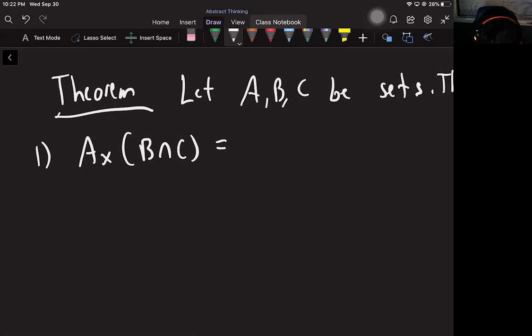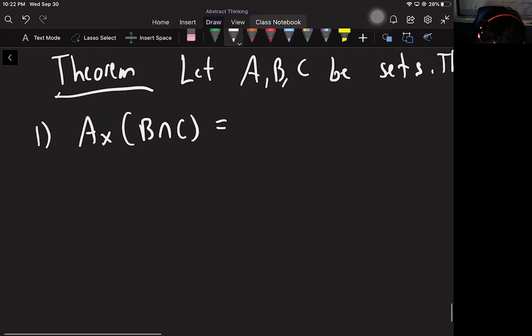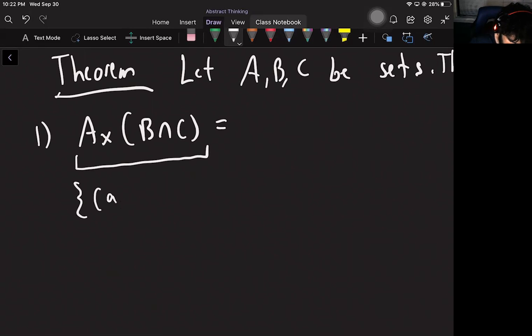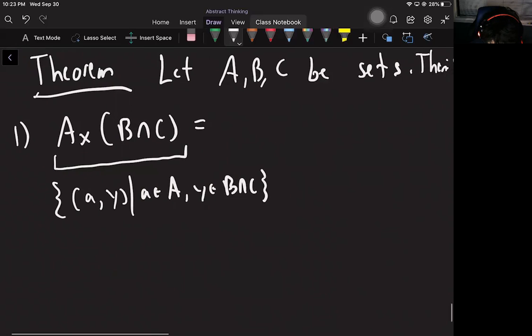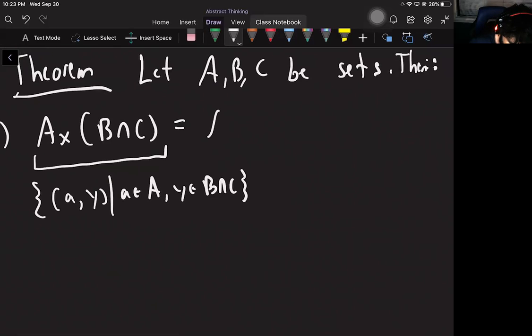So you can sort of think about it. What kinds of elements are in here? Well, it's a product, right? So it's got something from the first set and something from the second set. I'll use the letter y because I don't want to use little b, because that hints that it's in B. But really the first coordinate is in A, and the second coordinate is in the intersection. So that's really what this set looks like. So it's ordered pairs.